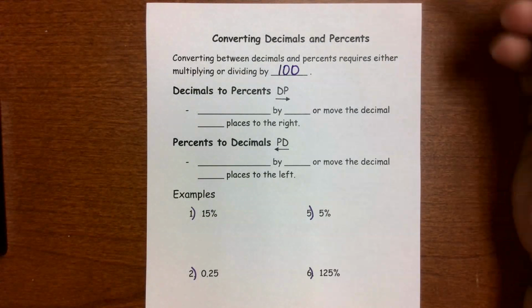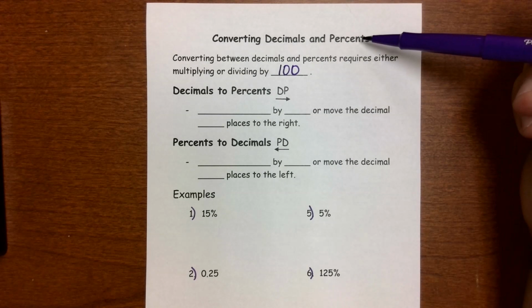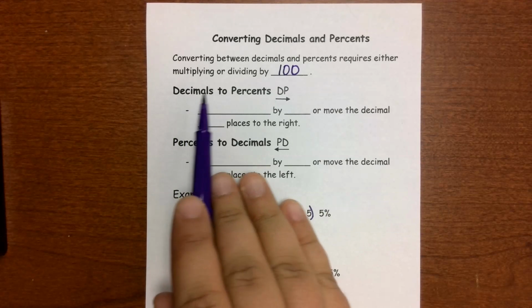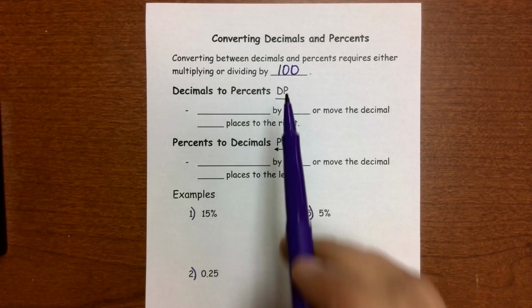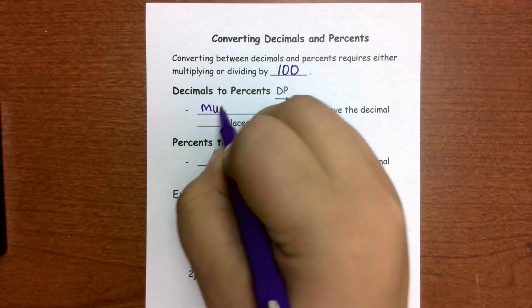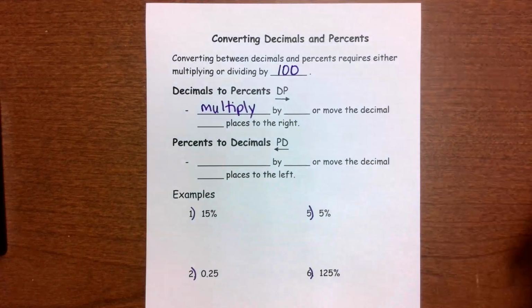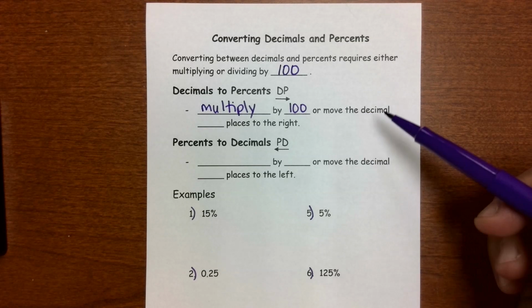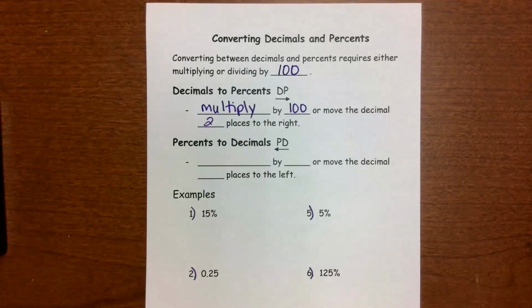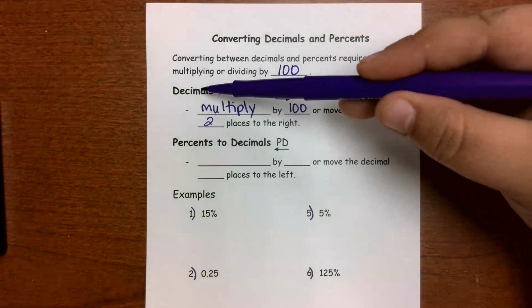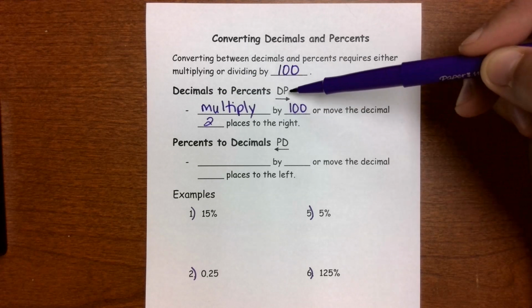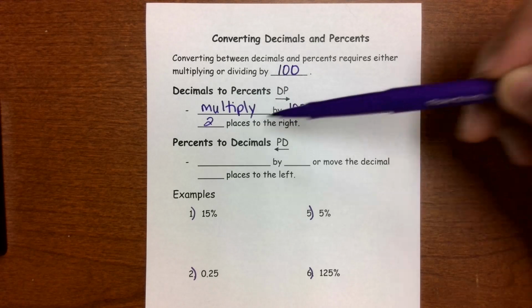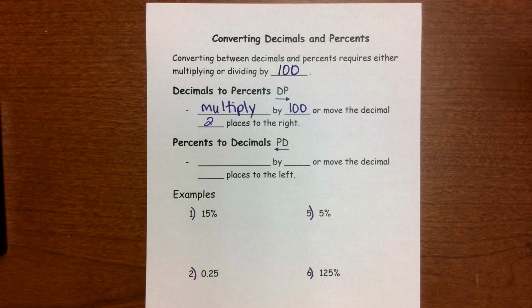100. That magic number is 100 because remember that percentages are always compared to the number 100. They're always out of 100. When we're converting a decimal into a percent, I like to call it DP. We're going to multiply by 100, or the same exact thing as multiplying by 100 is moving the decimal 2 places to the right. Okay, so to change a decimal into a percent, we're going to DP because it's decimal percent, and we're going to either multiply by 100 or we're going to move the decimal 2 places to the right. And we'll see what that looks like down here with our examples.